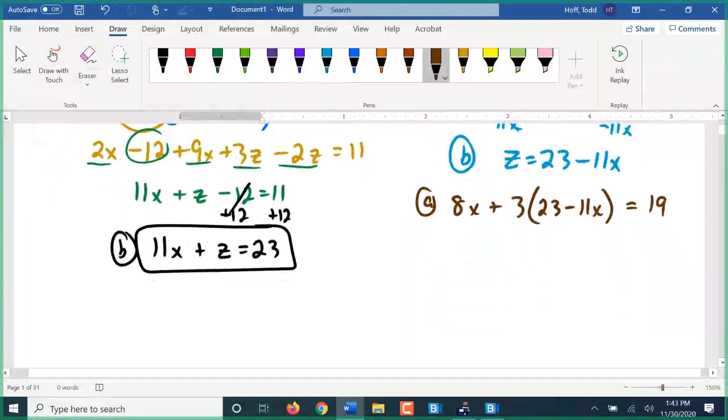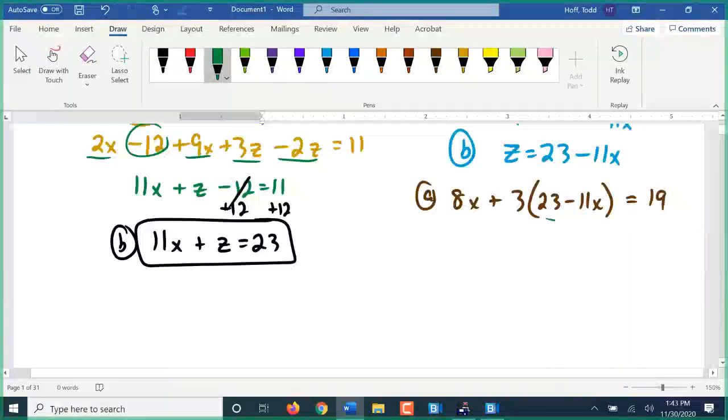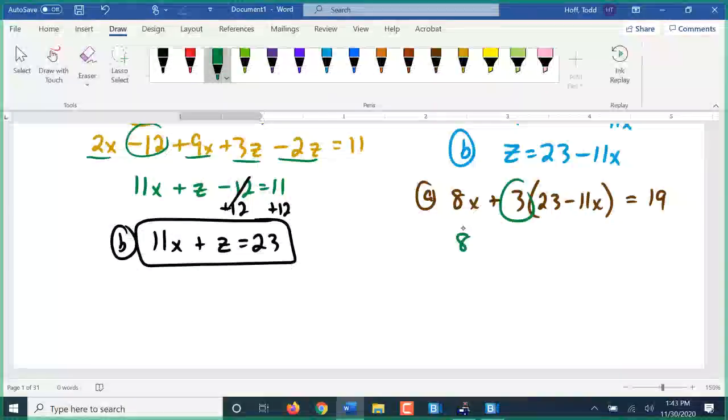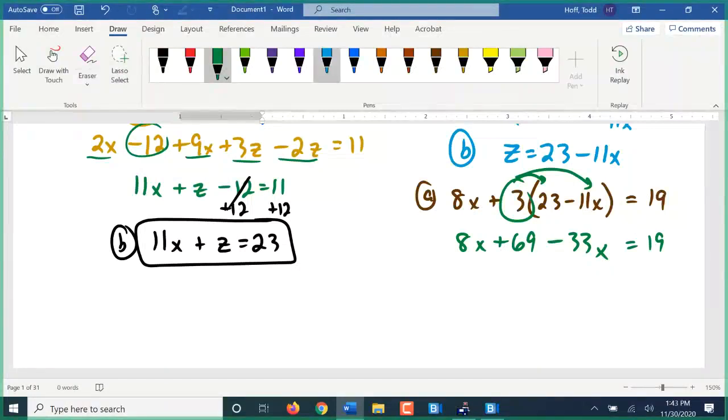Now I have some simplifying, combining to do. All right, the parentheses, there's nothing to do inside the parentheses. So I'm going to multiply by the 3. So I'm going to bring down the 8x, nothing to do with that. 3 times 23 is a positive 69. 3 times negative 11x is a negative 33x. Equals 19 yet. I can still combine here. 8x and negative 33x is a negative 25x. Plus 69 equals 19. And now I can solve for x.